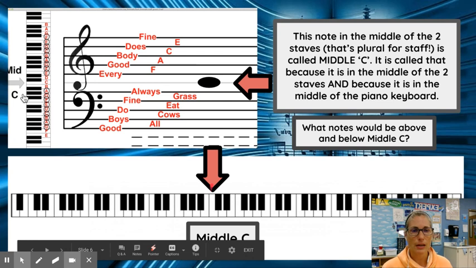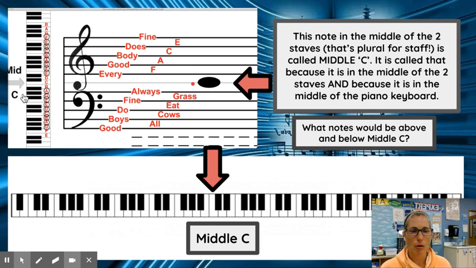So this note in the middle of the 2 staves, that's plural for staff, is called middle C. It is called that because it is in the middle of the 2 staves and because it is in the middle of the piano keyboard. What notes would be above and below middle C? So let's count up from C. What comes after C in the alphabet? D. So D would be right here if we had a note.